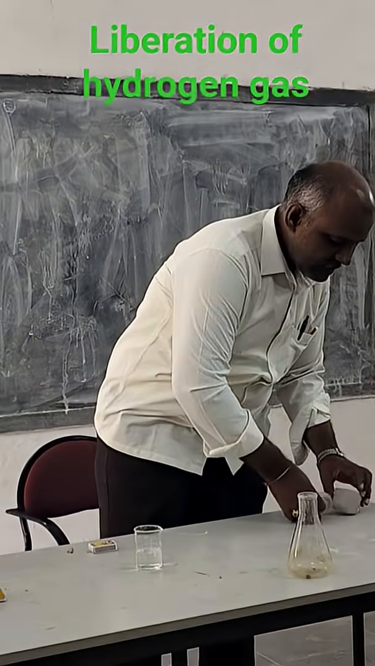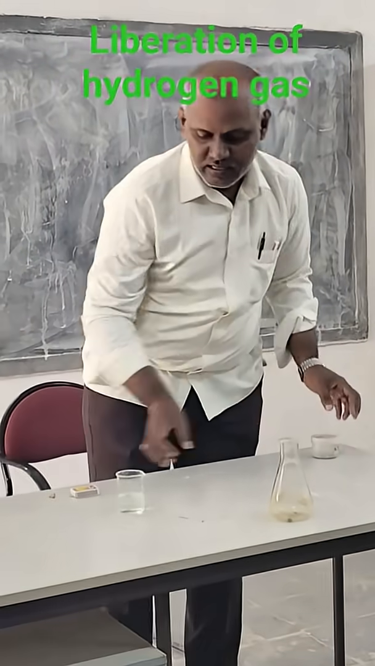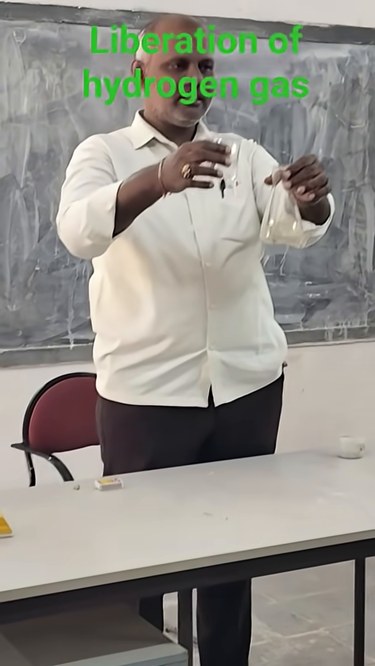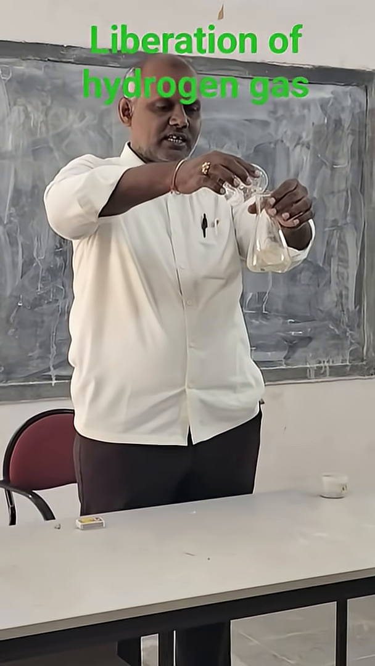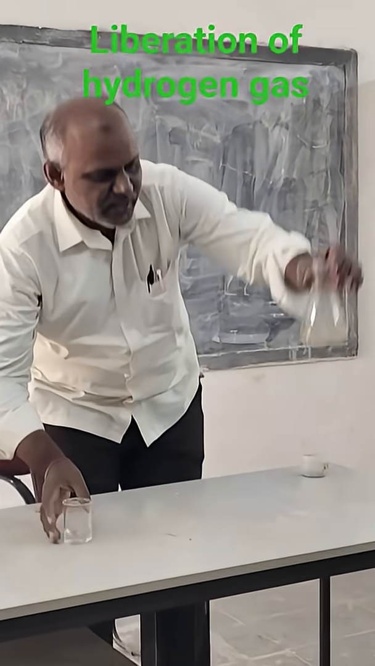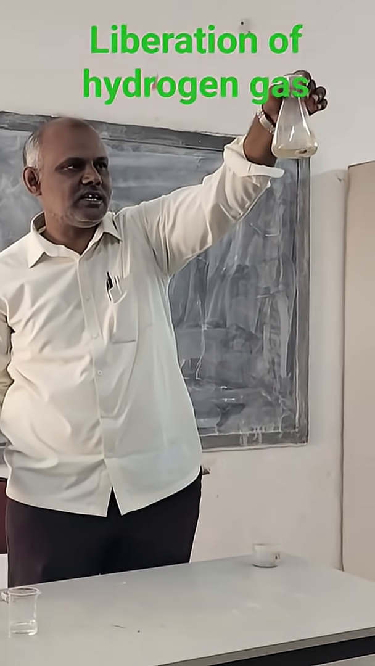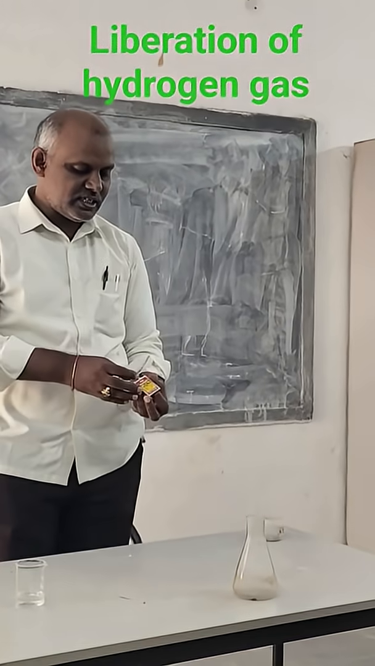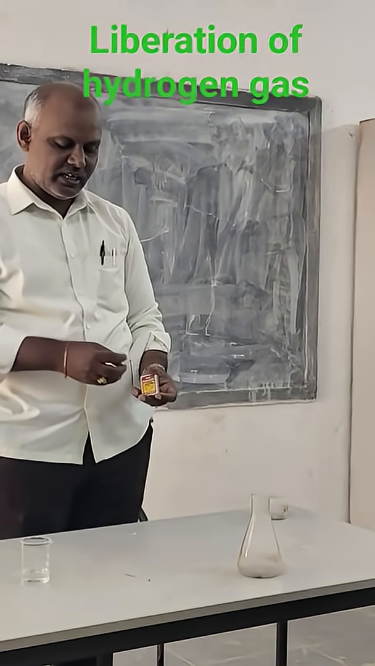So for this you add a sufficient amount of hydrochloric acid. Hydrochloric acid add here. So what happens if you observe, the reaction occurs. So fumes are also evolved avadam jarigindi. So this indicates the liberation of hydrogen gas.